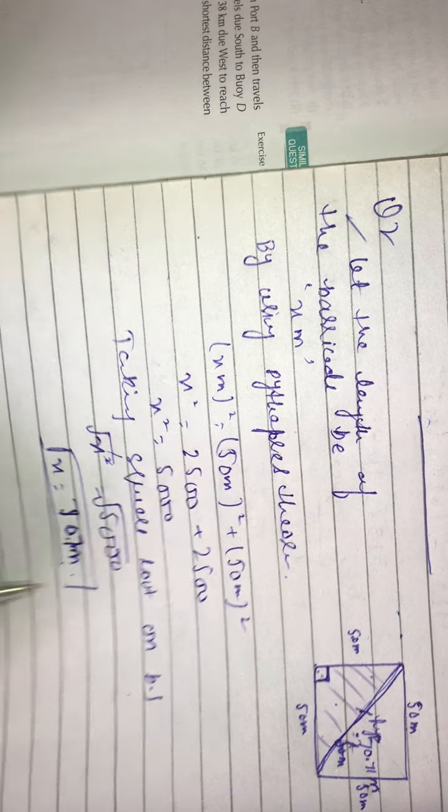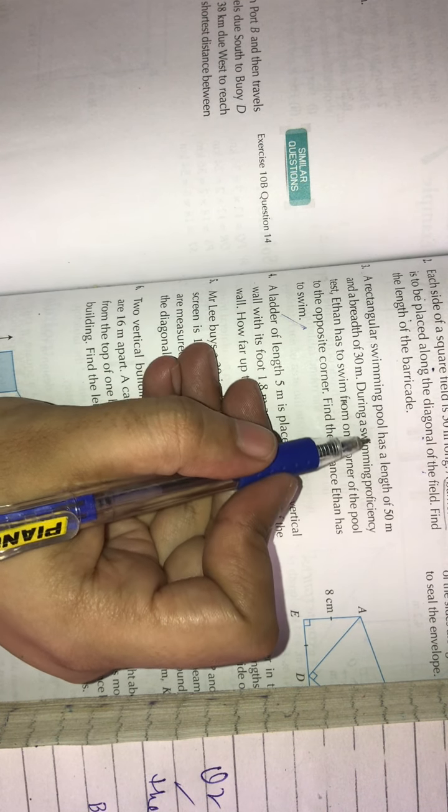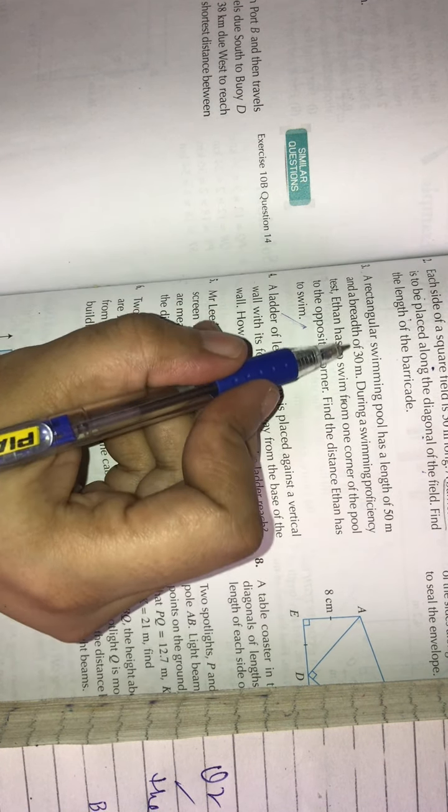Now come to the next part. A rectangular swimming pool. This one is in the form of a rectangle. The rectangular swimming pool has a length of 50 meters and a breadth of 30 meters. This is question number 3. This is the swimming pool. The length is 50 meters and the breadth is 30 meters, just like this.